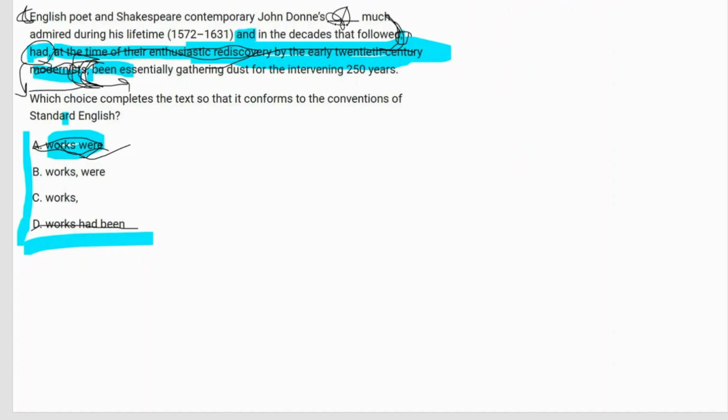Sorry about this one. This is being automatic. I didn't see. Yeah, here. So John Donne's works were much... So for this one, let's use this. Let's input these options B and C into the dash, and let's see what happens.